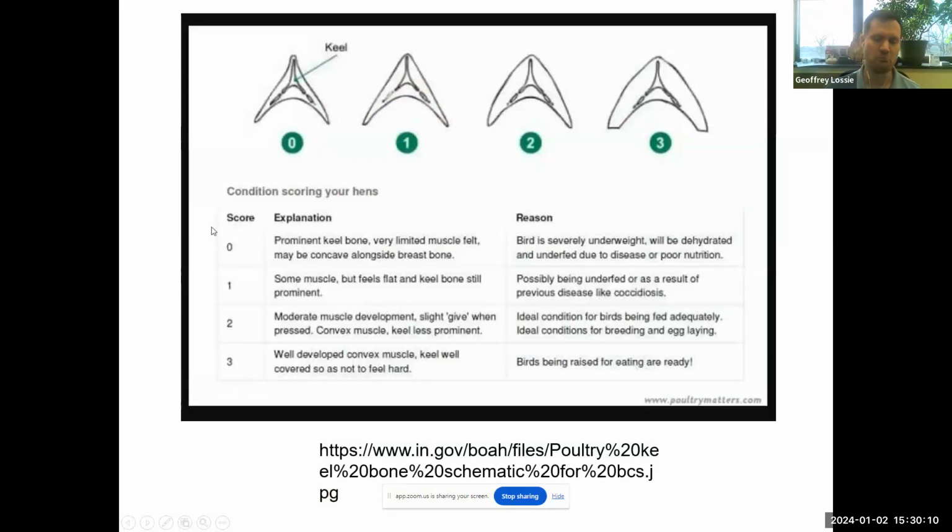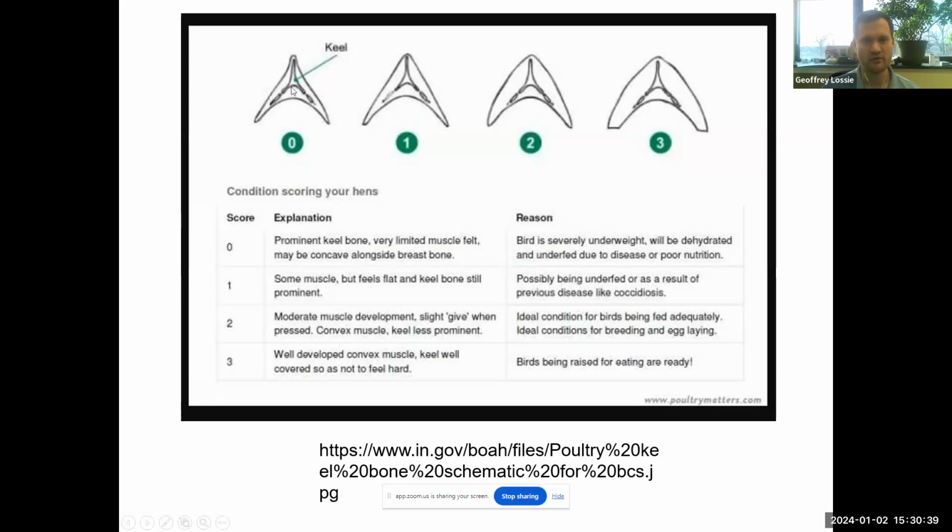This is showing a body condition scoring system. So some of you in the extension ag world might be familiar with body scoring of cattle or other food producing animals. Well, we do the same thing with birds. And so this is kind of a 3D cross section through the keel. That keel is that very prominent projection off the breastbone. And this is for laying hens.